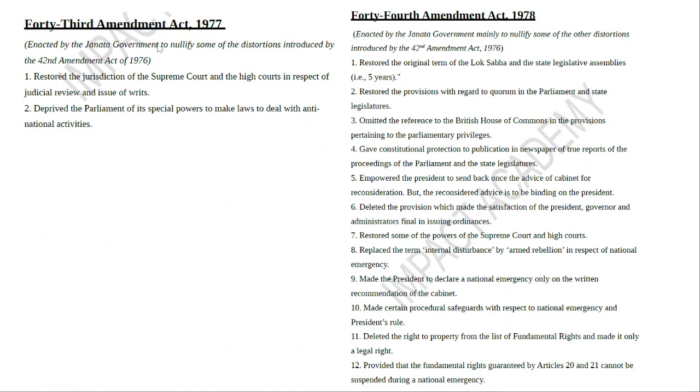The 43rd and 44th, when the Janata government came back, tried to nullify some of these distortions and restore the jurisdiction of the Supreme Court. It deprived Parliament of its special powers to deal with anti-national activities, like the very powerful TADA Act and POTA Act. Without any warrant, without any bail, you can arrest someone for terrorist activity. It has been misused on normal people also, sometimes political appointees or journalists are arrested under POTA. It's very dangerous. Too much power for the government is not a good thing.